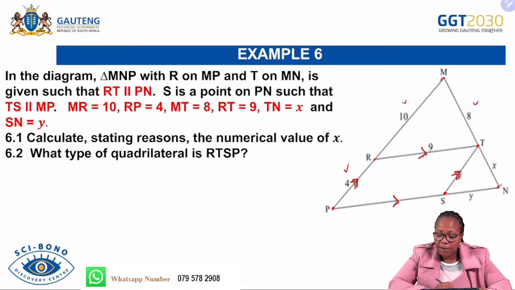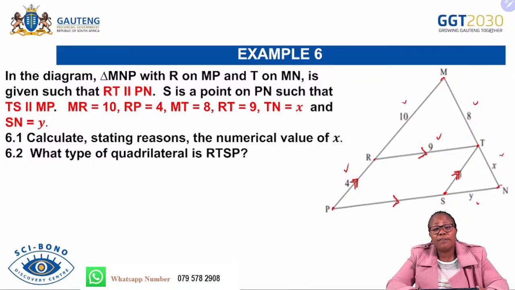And then we have MT is 8. Yes. And then we have RT is 9. Yes. We have TN is X. Yes. We have SN equal to Y. Yes. All the given information is indicated on the diagram. Happy. And then now we move to the first question, 6.1. Calculate, stating reasons, the numerical value of X.